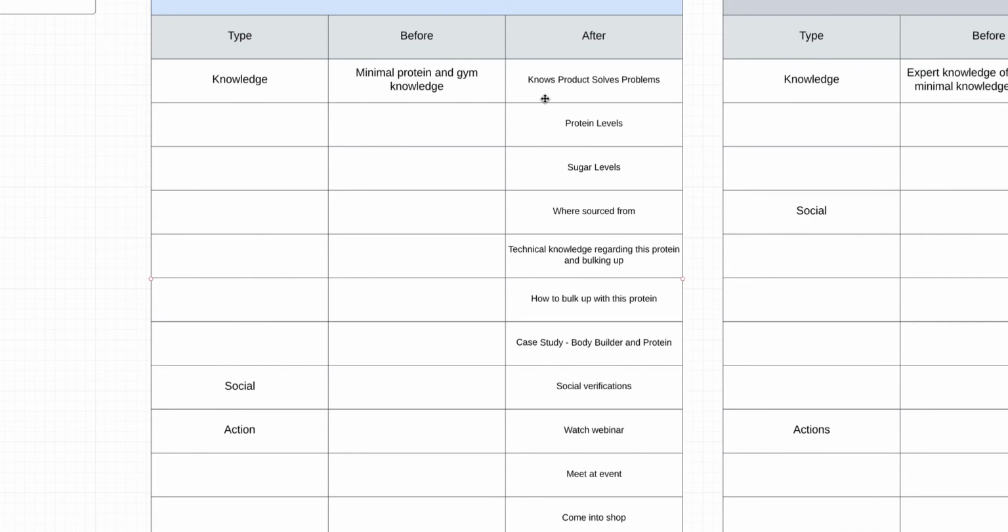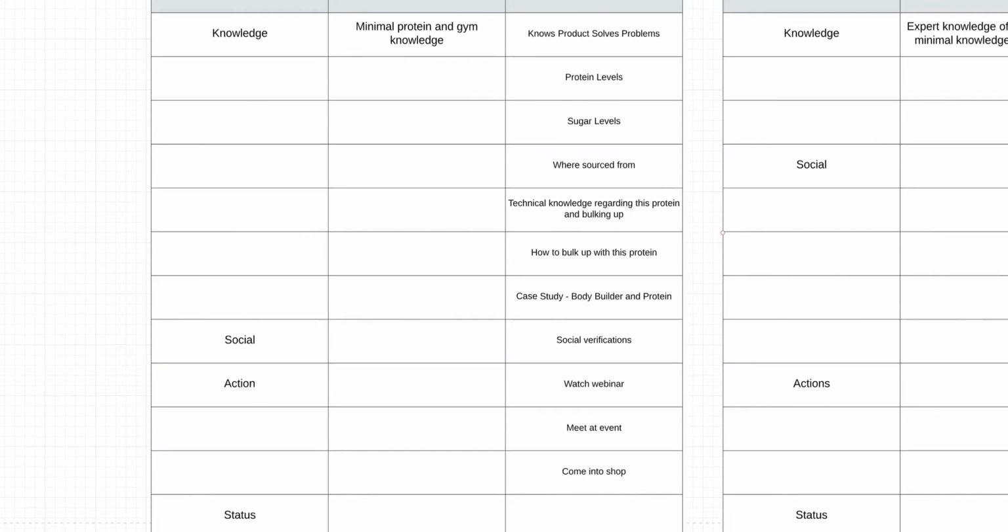This is for the bodybuilder, and he has to realise that the product solves his problems. He has to know what the protein levels are, the sugar levels, where it's sourced from, technical knowledge regarding bulking up, how to bulk up with this protein, case studies, bodybuilding protein, social verification, and actions that he's got to participate in: watch a webinar, maybe meet at an event, or come into a shop if you're a retail outlet. Do you see what I mean?